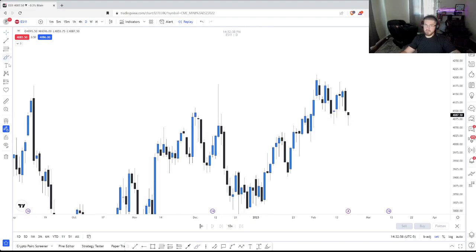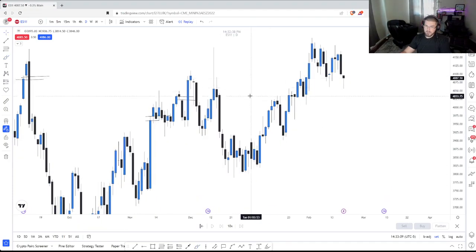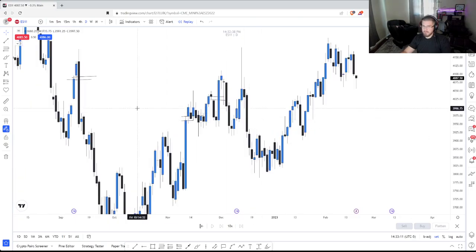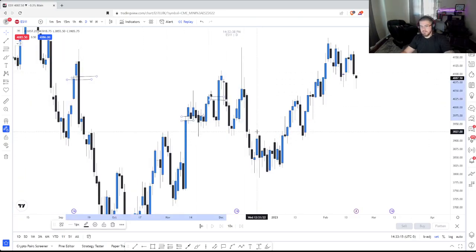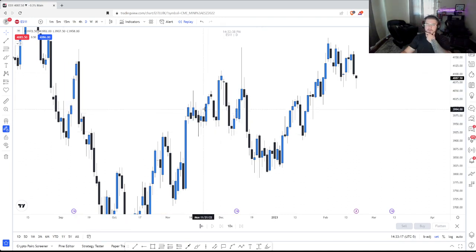Like, for instance, here's a volume imbalance. Here's a volume imbalance. Here's a volume imbalance. They're basically just gaps. People in the stock market have been trading these for a long time. It's not like ICT created this, it's just a different name. But gaps like to be refilled. Just kind of instill that in your brain. Gaps like to be refilled.